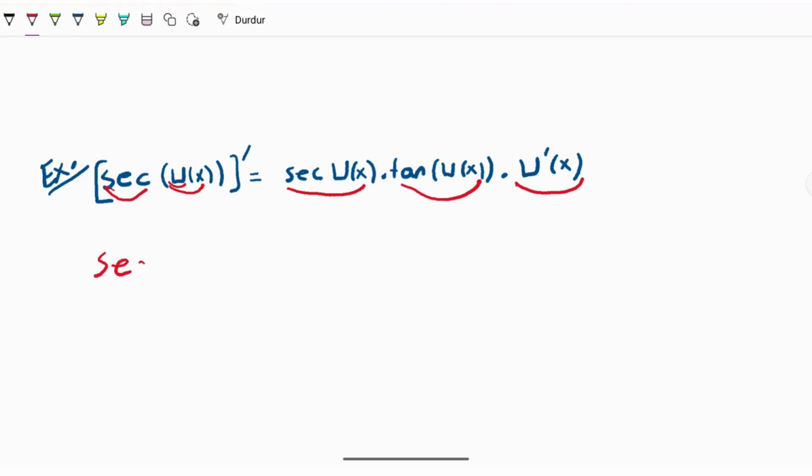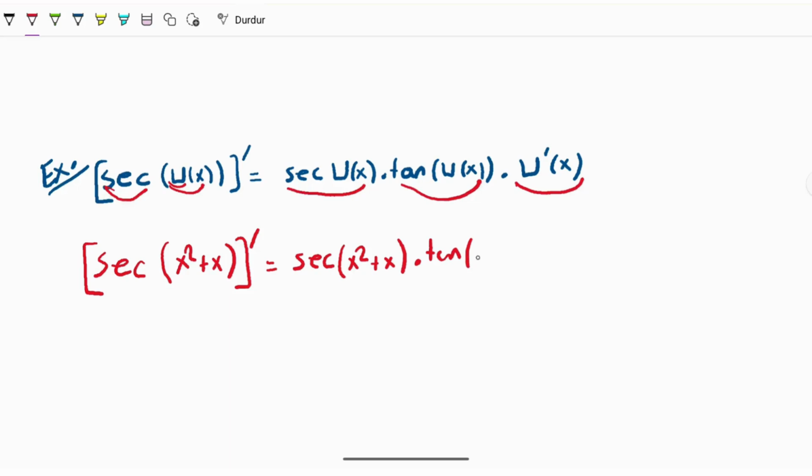Let's consider this particular case. Secant of, for example, x squared plus x. Let's try to find the derivation function of this. We write secant u times tangent u, where u is x squared plus x, times the derivation of u with respect to x, that is 2x plus 1.